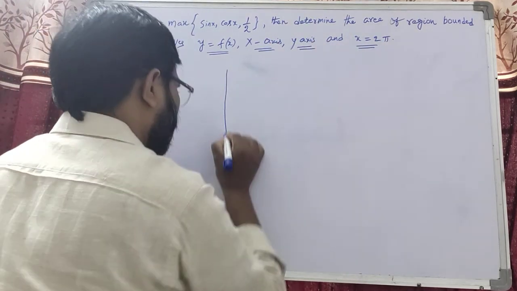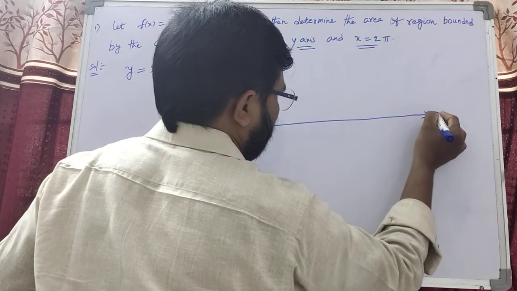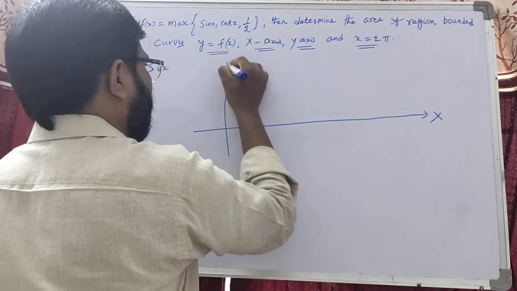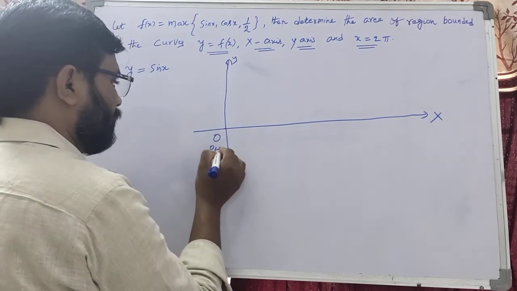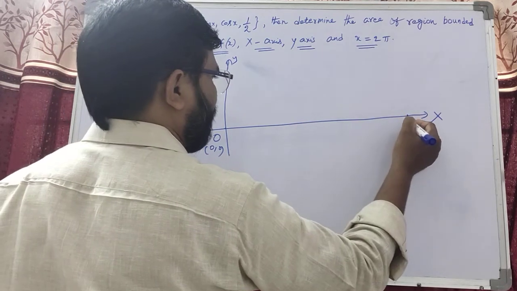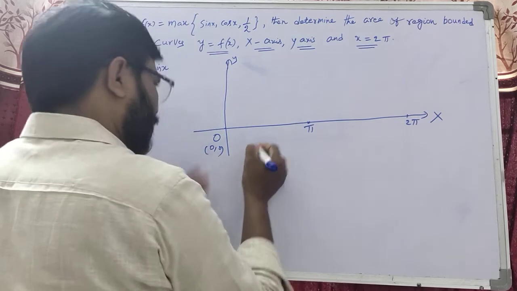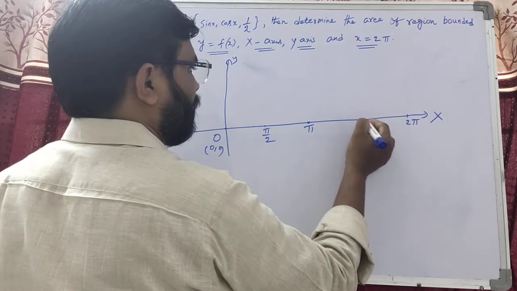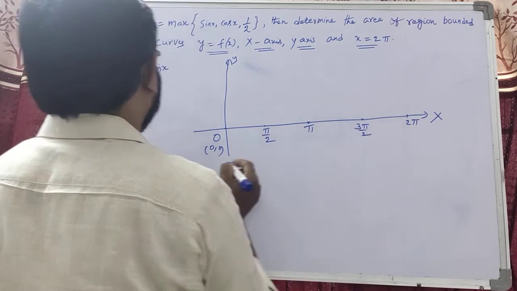Therefore, here, dear students, we can take the horizontal line, the x axis. This is the y axis. Okay, this is the origin. So, first we take, this is the 2 pi. This is the pi. Therefore, this is the 90. This is, we know that 3 pi by 2, 270.